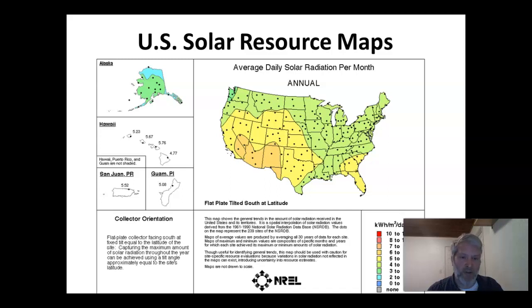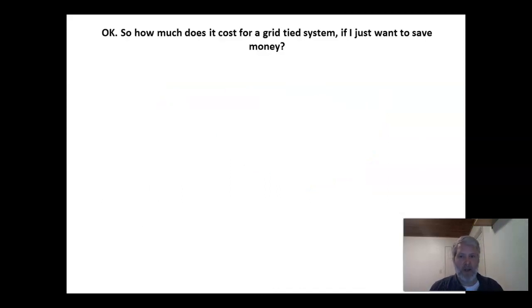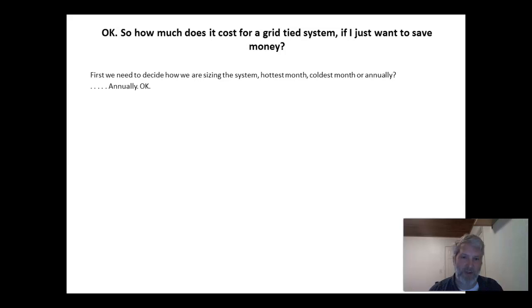We're going to go into the cost now. So, how much does it cost to do a grid-tied system if I just want to save money? First we need to decide the system. Is it the hottest month, the coldest month, or annually? We just talked about it's a grid-tied system, so we could do annually. If it was an off-grid system, it would be the coldest month, or not necessarily the coldest, but the one that has the least light.